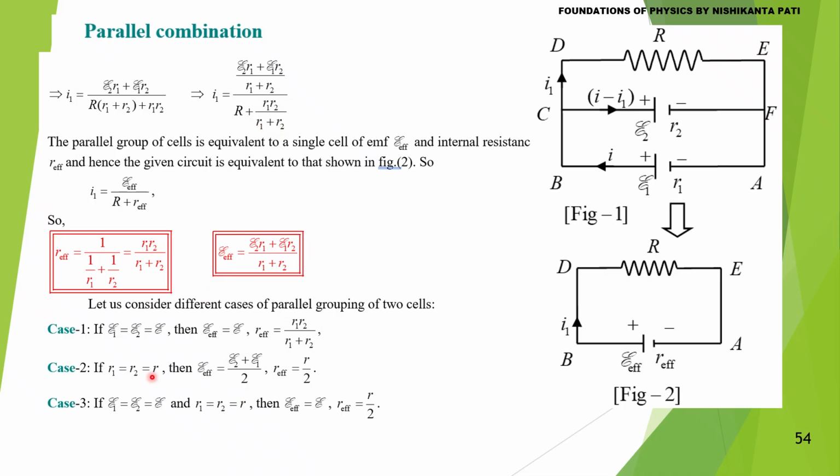In the parallel grouping of cells, if E1 equals E2 equals E, then the effective EMF is E. If R1 equals R2 equals R, then the effective EMF is (E1 plus E2) by 2. If E1 equals E2 equals E and R1 equals R2 equals R, then E effective is equal to E and R effective is equal to R by 2. So when cells are connected in parallel and have the same EMF, the total EMF is equal to a single EMF.